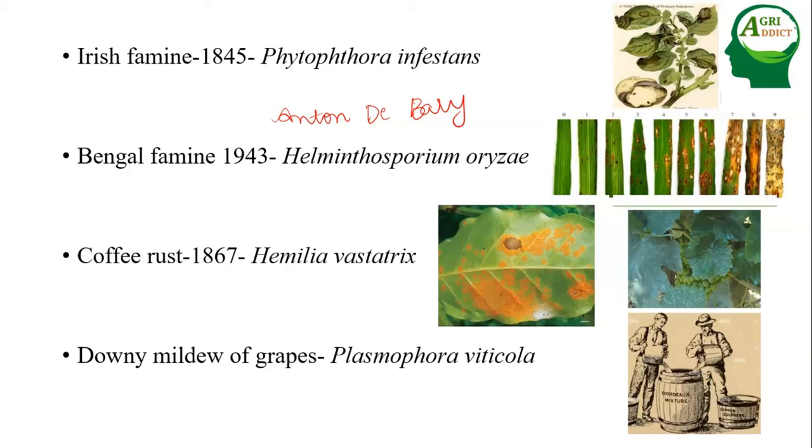Moving on to the coffee rust, which was caused by Hemileia vastatrix. These orange colored pustules you can observe on the leaves, which actually changed the whole cropping pattern from coffee to tea in the case of Sri Lanka. Whereas the downy mildew of grapes is caused by Plasmopara viticola. And this was reported by Millardet and Planchon in the year 1878. It was actually P.M.A. Millardet who found the best solution, that is the Bordeaux mixture. It is a mixture of copper sulfate and lime against this downy mildew of grapes. These are the important famines.